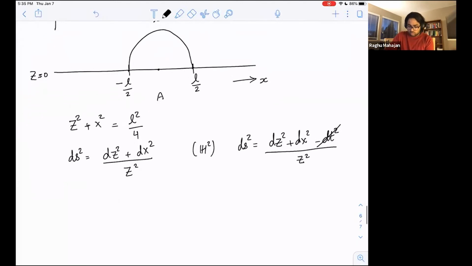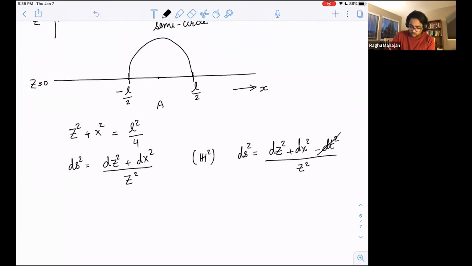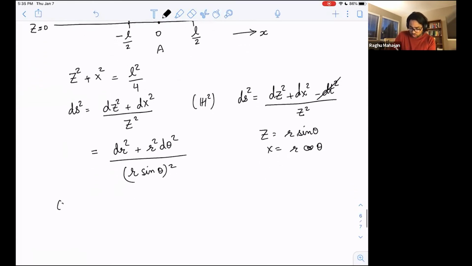Since in the numerator we have z and x, it's useful to introduce polar coordinates. We introduce a radial coordinate r and the angle theta. So this becomes dr squared plus r squared d theta squared, that's the numerator. And the denominator is z squared, and that's (r sine theta) squared. So z is r sine theta, and x is r cosine theta. We just want to compute the length of a constant r slice, because the geodesic is a semicircle.